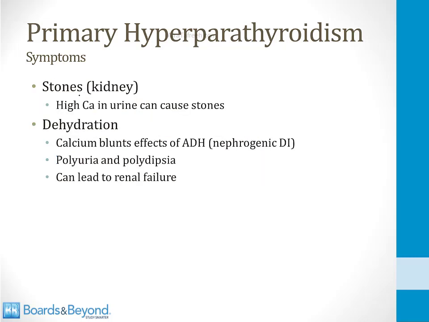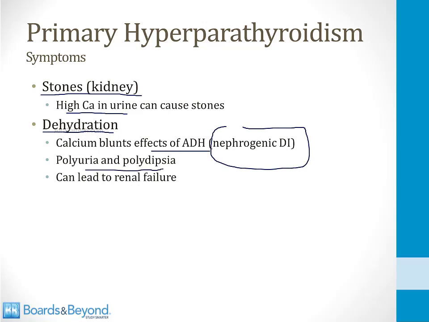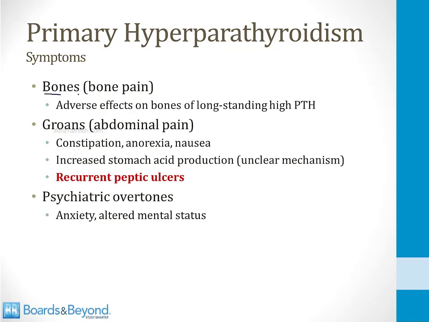So let's talk in more detail about the symptoms you can see in hypercalcemia and in primary hyperparathyroidism. As I said before, you can develop kidney stones. This is from high calcium in the urine causing kidney stones. You can also see dehydration in hypercalcemia. This occurs because calcium blunts the effects of antidiuretic hormone. This causes a picture that looks like nephrogenic diabetes insipidus with polyuria and polydipsia, and if it's severe, it can lead to renal failure.